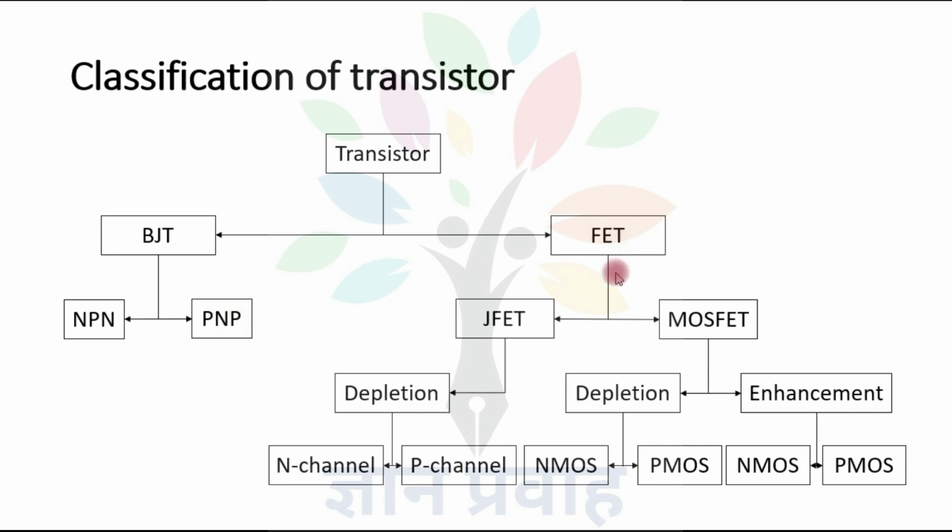FET is further classified into two categories. One is JFET, second one is MOSFET. JFET stands for junction field effect transistor. MOSFET stands for metal oxide semiconductor field effect transistor. JFETs are depletion type mode in nature, while MOSFET may be depletion type or enhancement type.